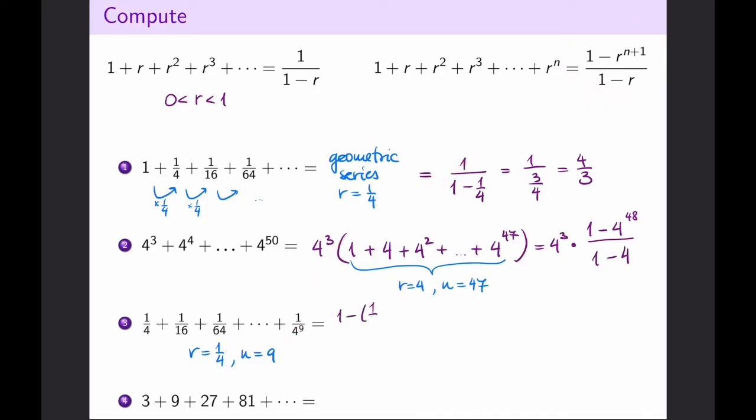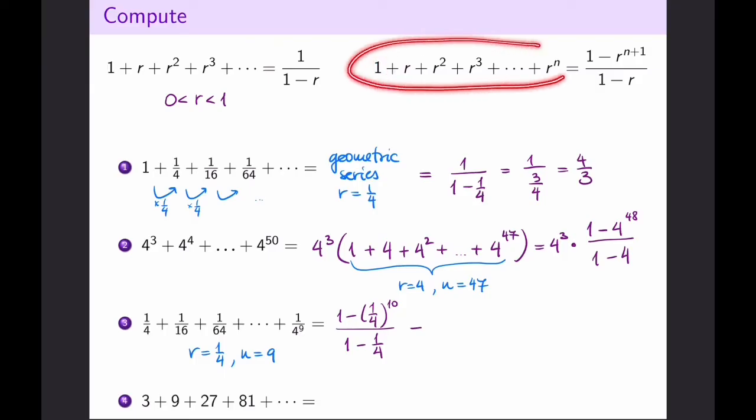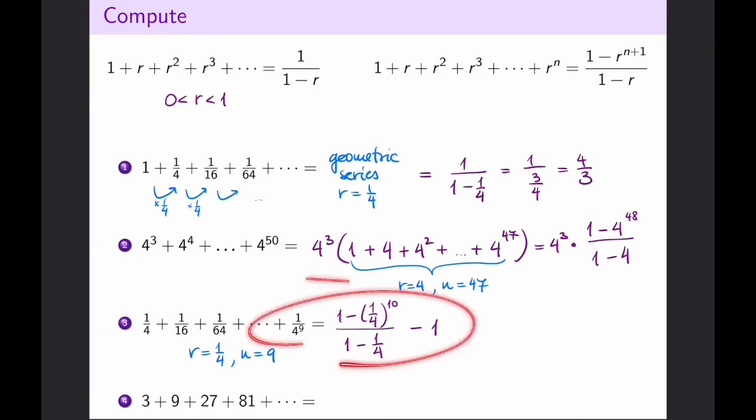1 minus 1/4 to the power 10, divided by 1 minus 1/4, minus that one term that I overcounted for. So again, remember that the formula will calculate everything from 1 on, but what I have is only this chunk of the summation. This one needs not to be counted, so I'm going to have to subtract it out. And there we go.